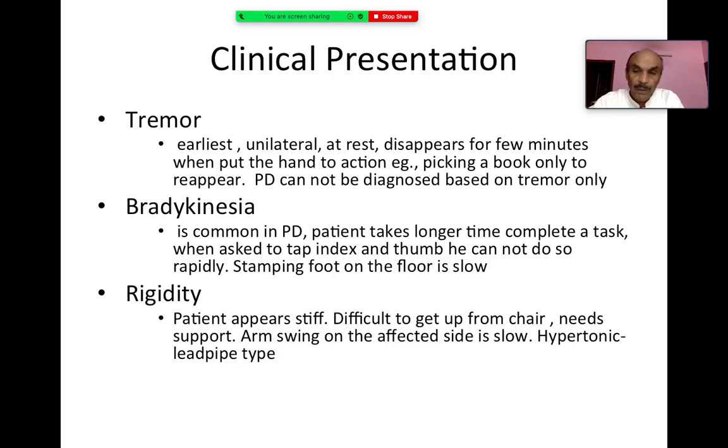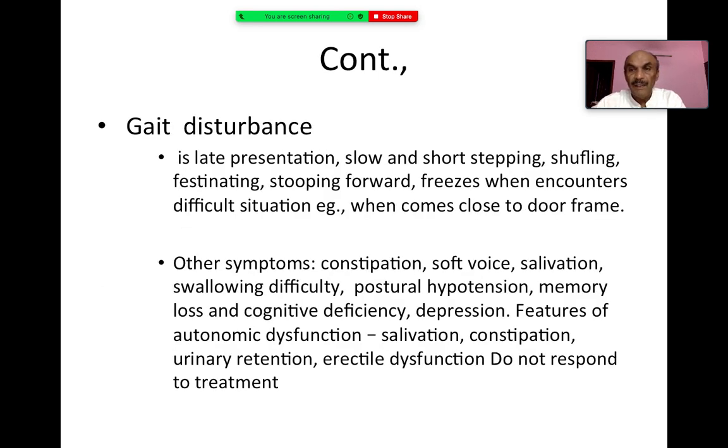So these two types of rigidity or hypertonicity can be seen in patients with Parkinson's disease. That will tell you that there is increased tone in the affected muscles. That is the rigidity or the stiffness the patient experiences with regard to hypertonicity. Then coming to the next symptom, gait disturbance. This is very much incapacitating to the patient.